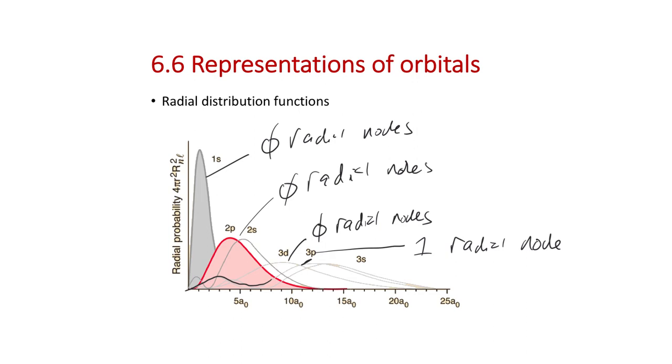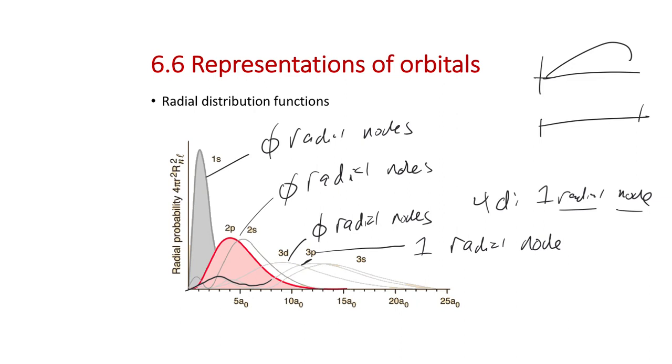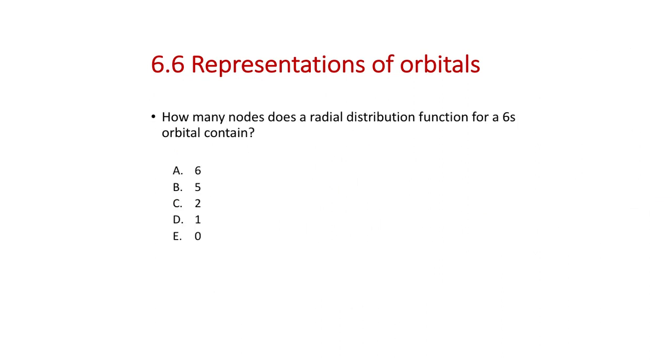And the 3d would have 0. The 4d would have 1. I think this comes from that first picture where we had 0 nodes, and then across here you had 1 node. As you go from the first to the second orbital possible, you're just increasing from 0 to 1 node, and then upward from there.